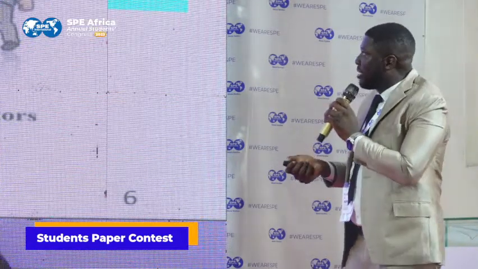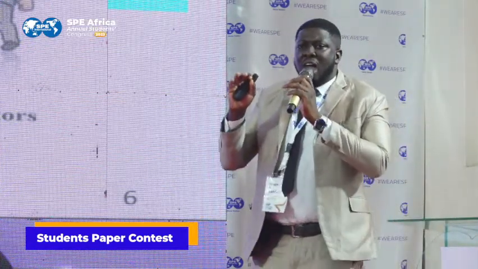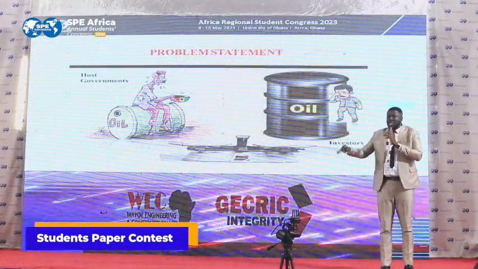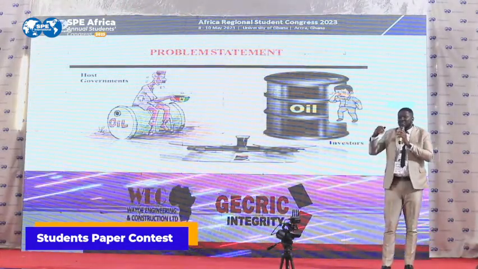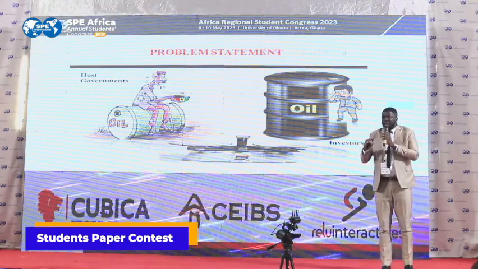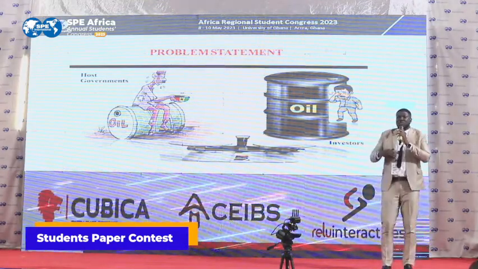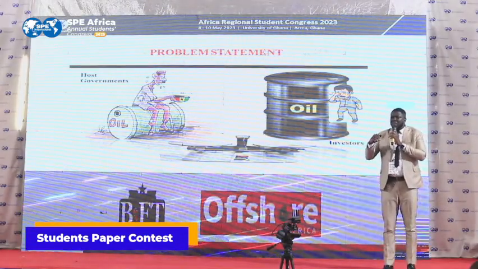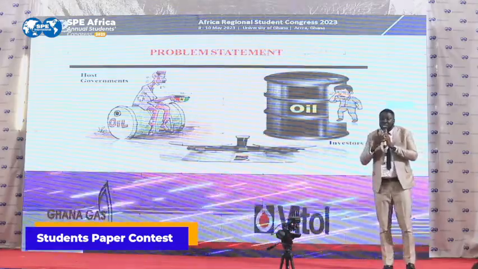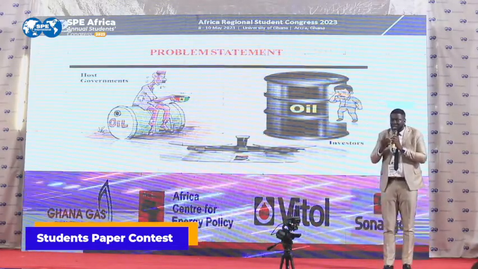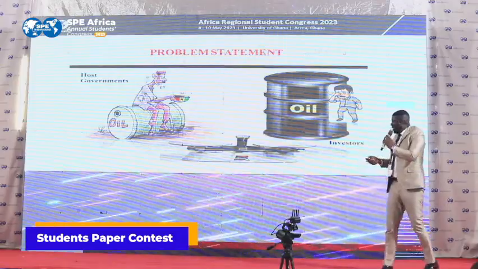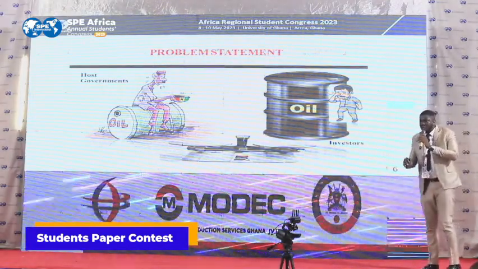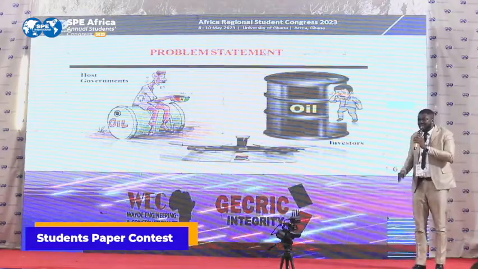Problem statement. So, a fiscal regime that gives 100% benefit to the host government will not receive maximum investment. Likewise, a fiscal regime that is overly generous, giving more to the investor, will limit the benefit of the host government. So what should a fiscal regime be? It should be balanced. It should have a win-win situation, also known as Pareto optimality.